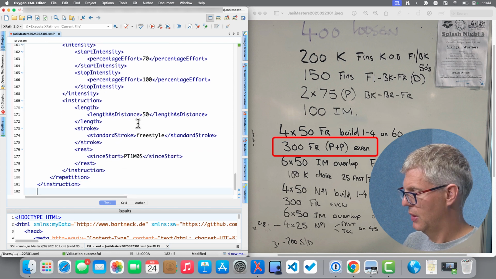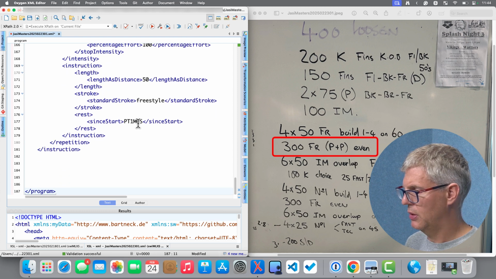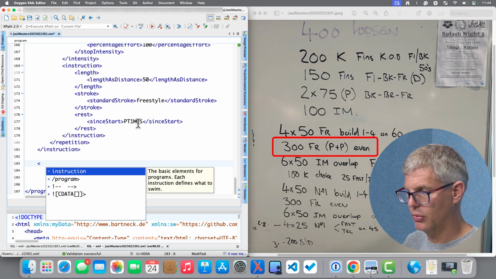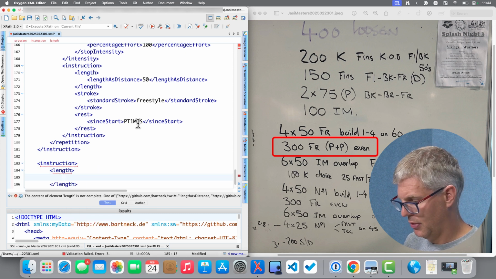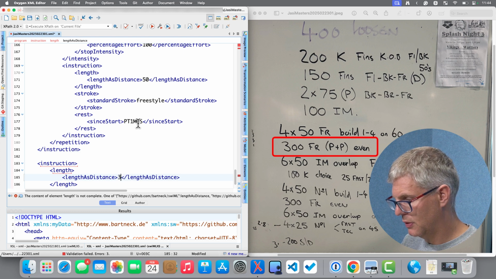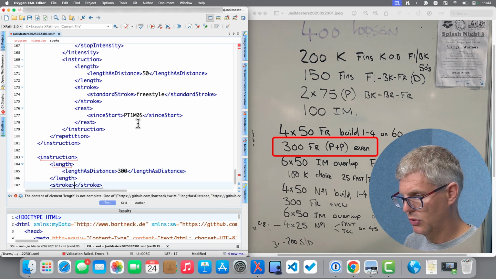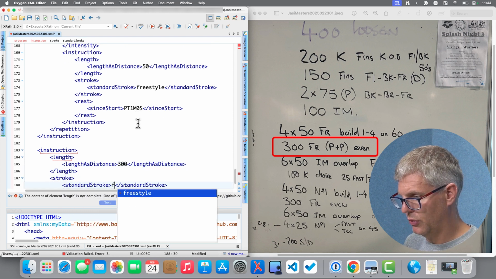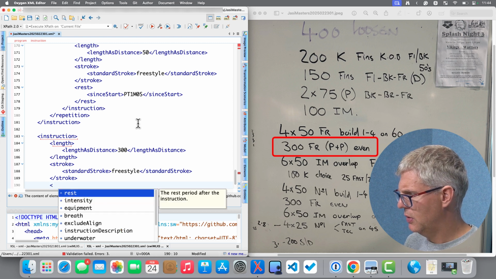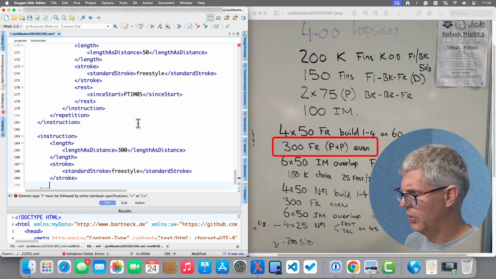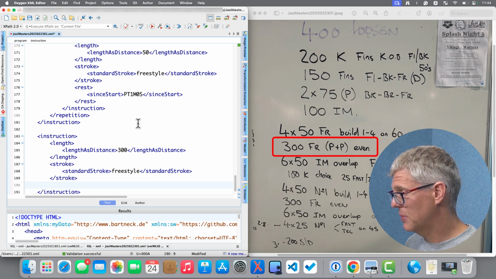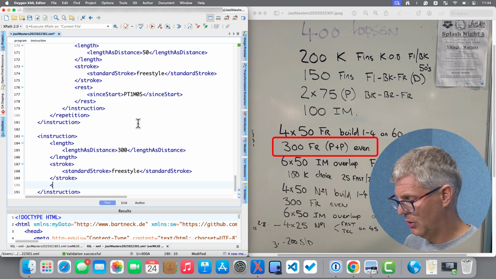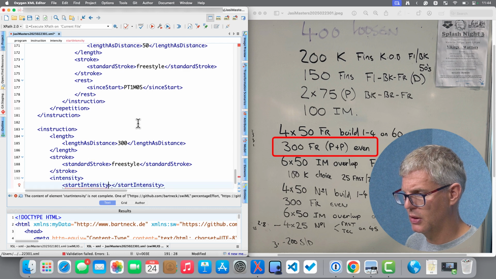Right. Now we move over to 300 freestyle pool, pads and pool. So that is pretty straightforward. Length is a distance, 300, stroke, standard stroke, freestyle. And then what does even mean? So it's sort of an intensity, I suppose. Yeah, well, we can put some sort of intensity into it.